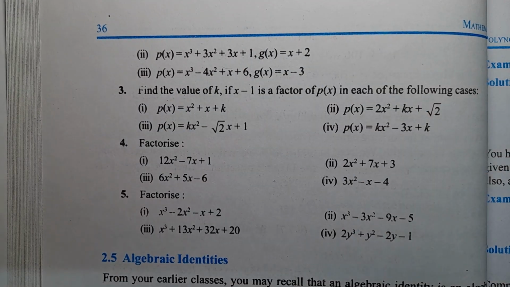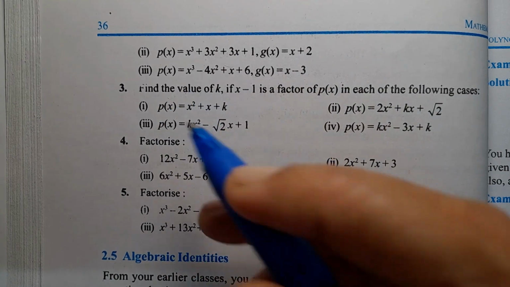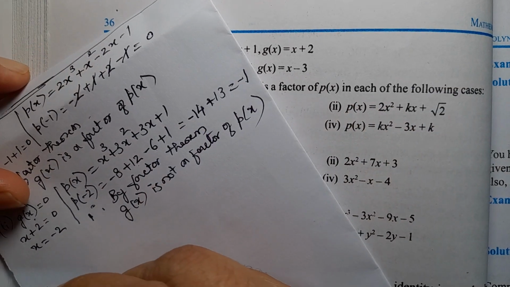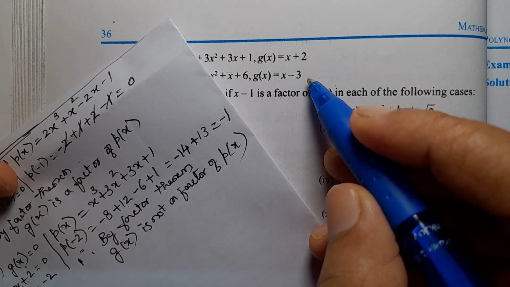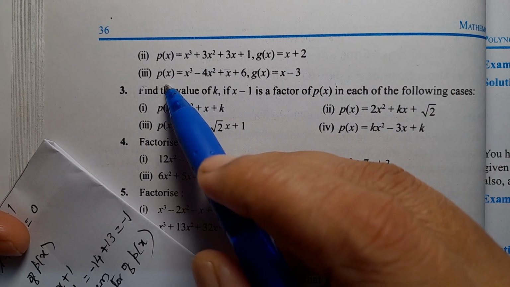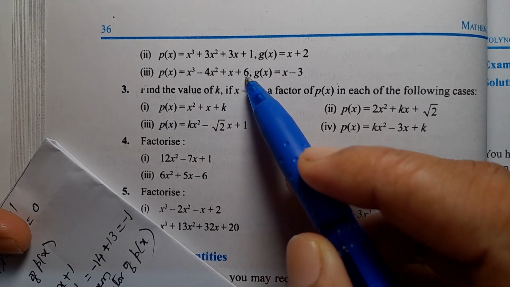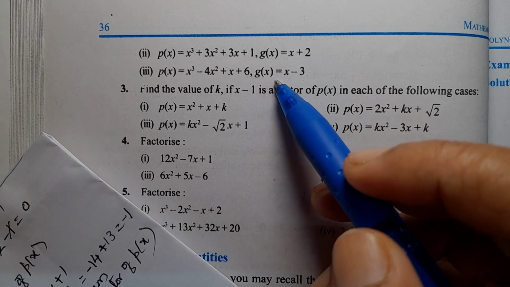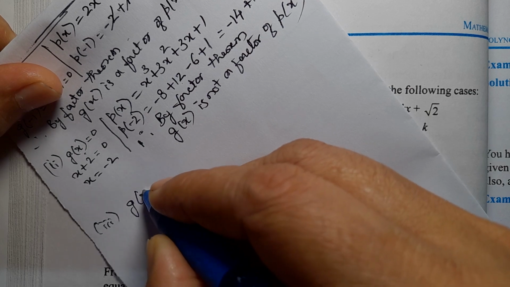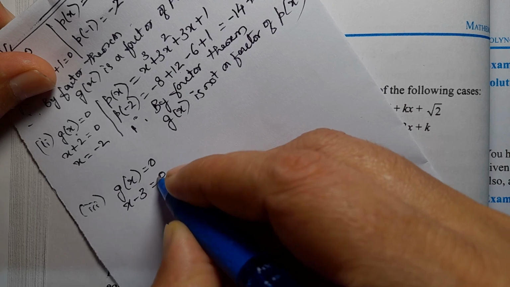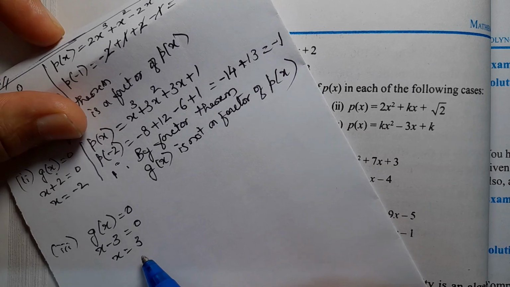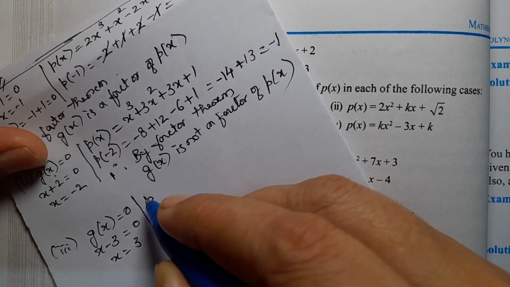Third one, p of x equal to x cube minus 4x square plus x plus 6, then g of x equal to x minus 3. The zero of g of x means we take g of x equal to 0. x minus 3 equal to 0, then x equal to plus 3. So the zero of g of x is plus 3. Okay, now let us substitute in p of x.